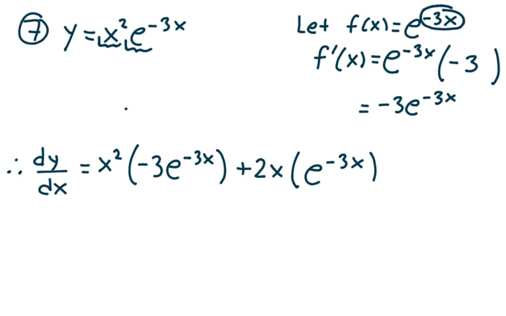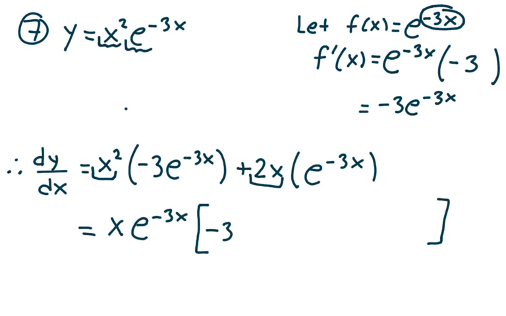Now, what we need to do from here is factor out an e to the negative 3x because that's what's common to both terms. But if we look at x squared and 2x, I can also factor out an x. And when I write the leftovers, I'm going to get negative 3x plus 2. And again, this is equal to dy dx.